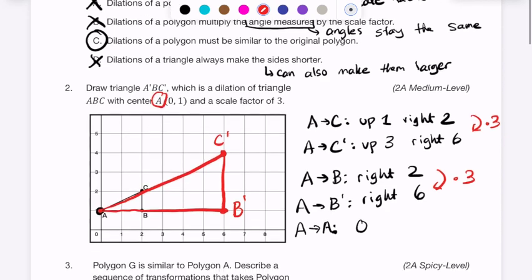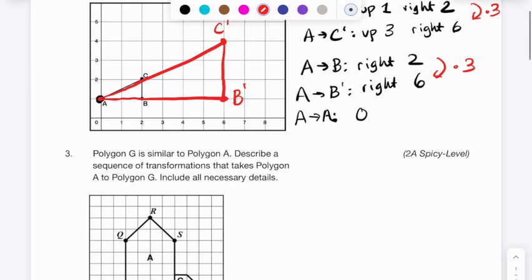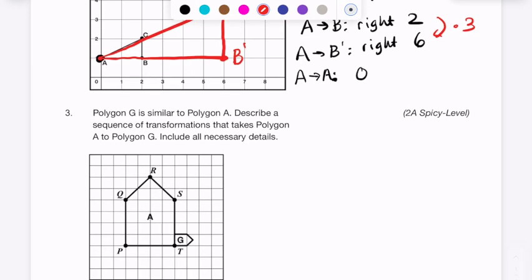Awesome. Finally, in this unit, in this competency, we have 2A, which is now the hardest level question for dilations. Here we have polygon G is similar to polygon A. Describe a sequence of transformations that takes polygon A to polygon G. Include all necessary detail. So I'm starting here, and I need to get this mapped onto polygon A exactly. First thing I'm going to need to do is rotate it, because I need it to be facing the same direction.